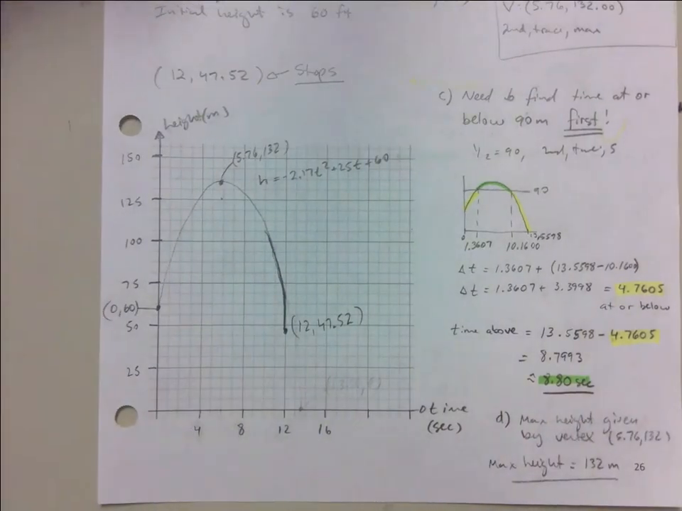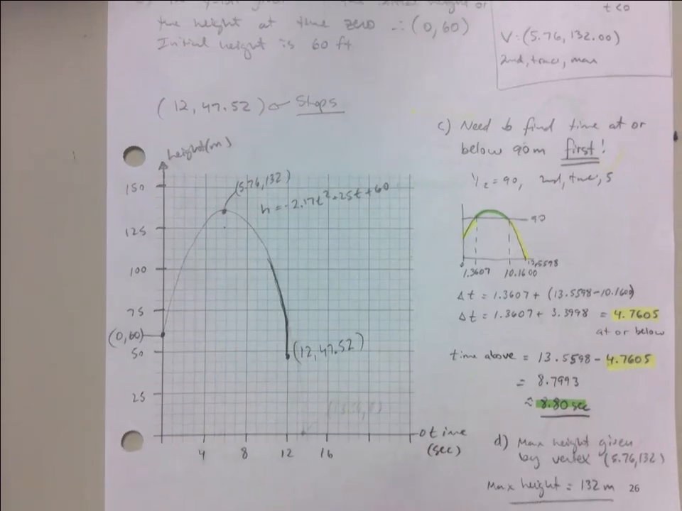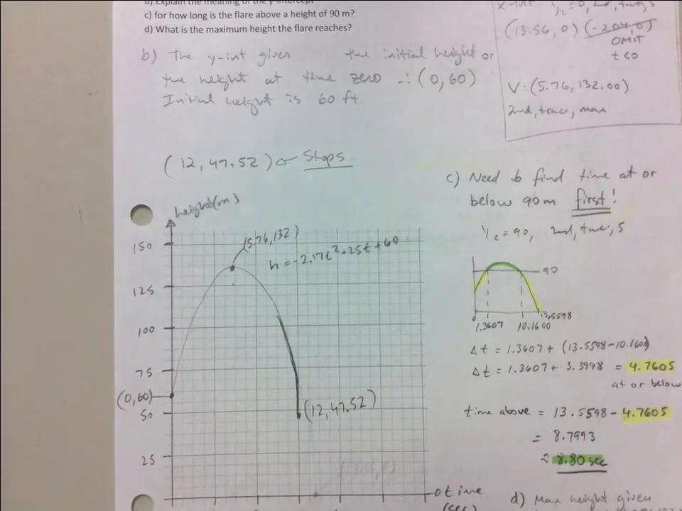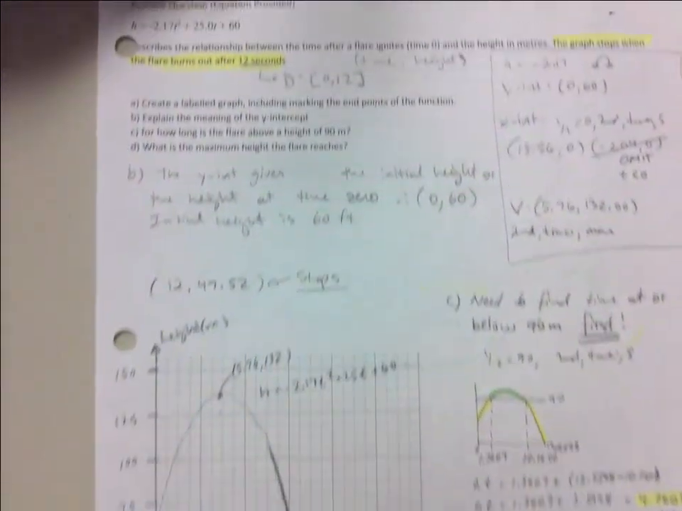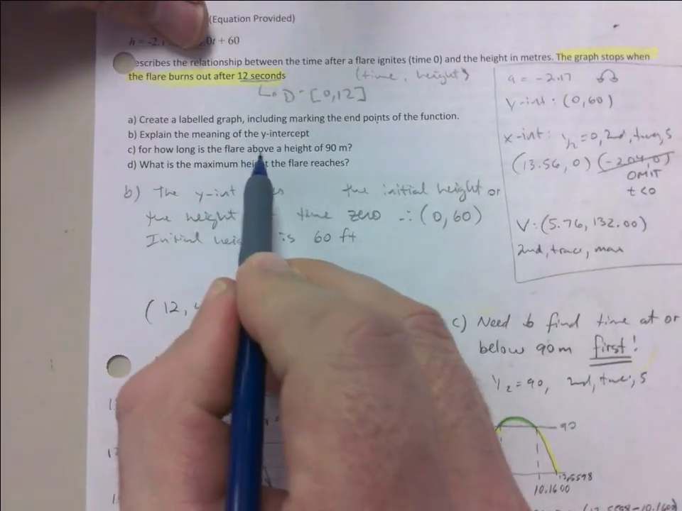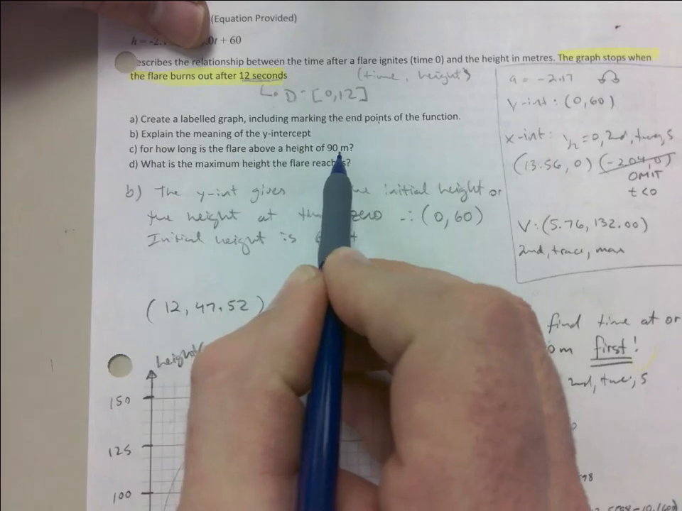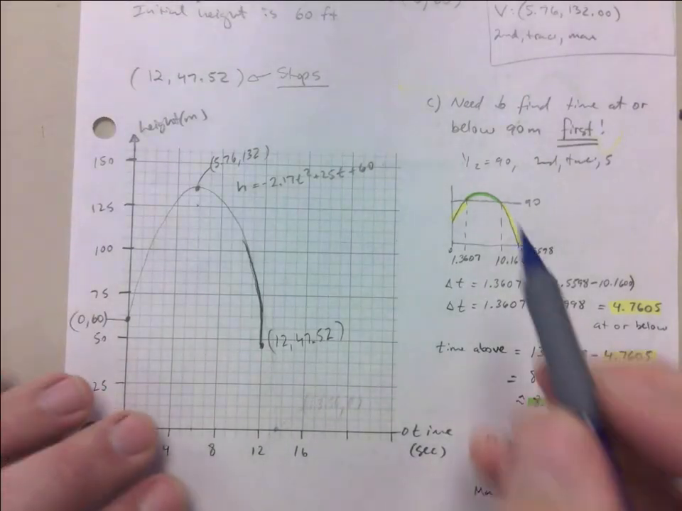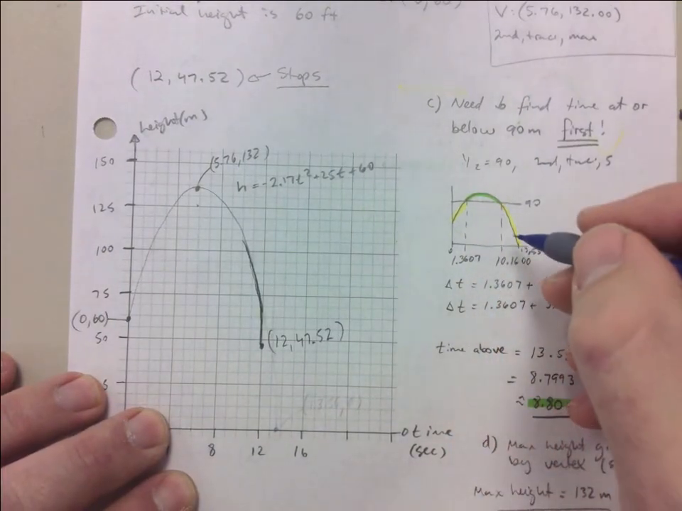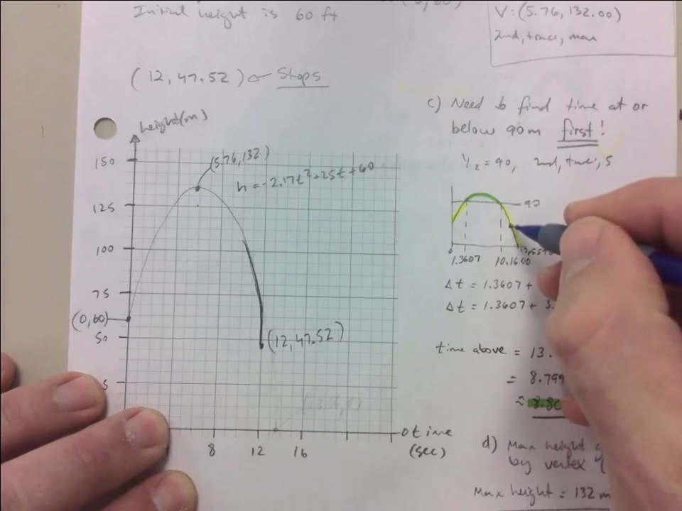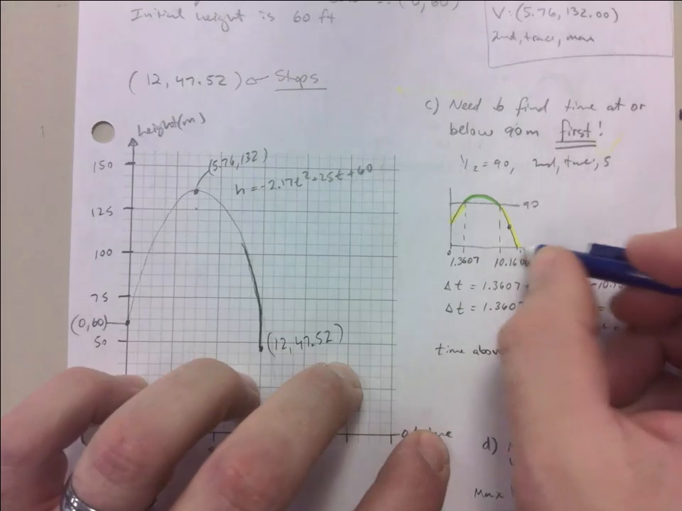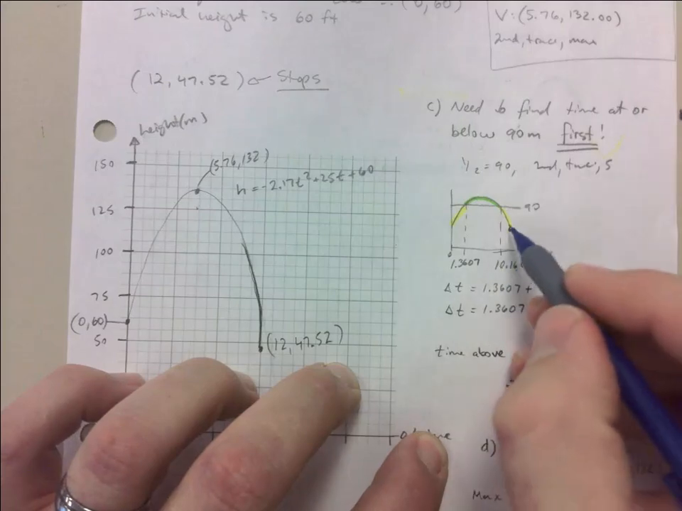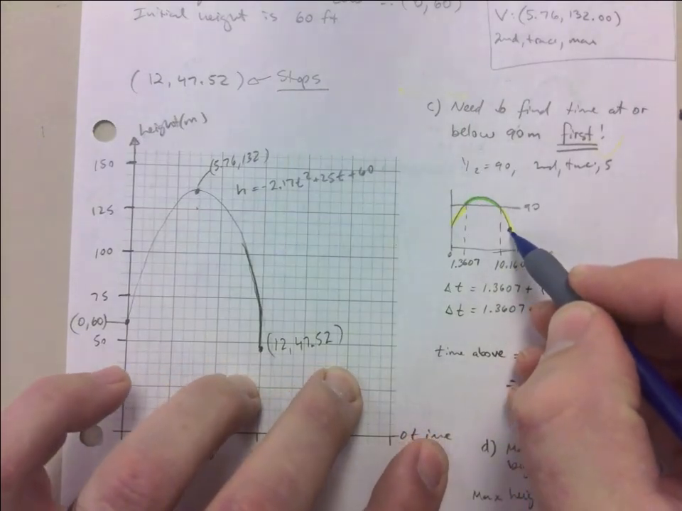And then the other one I wanted to address, which I don't know what happened, to be honest. Sometimes I write the questions and I make my key and then I change it and then I forget to adjust my answer key. So C, for how long is the flare above a height of 90? That should have been a pretty straightforward question. I don't know, I think I made it too complicated. But this is a scenario. It stops at 12. It stops here technically. It no longer stops on the ground, right? So the graph technically should only go up to here.